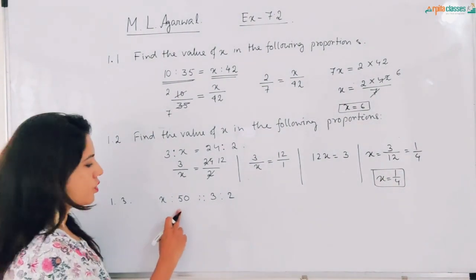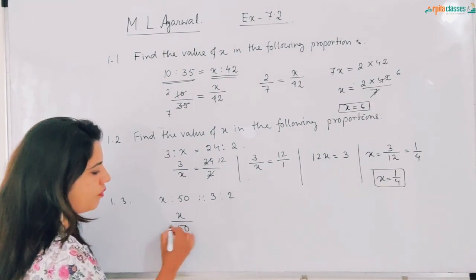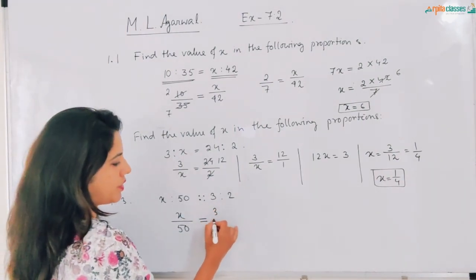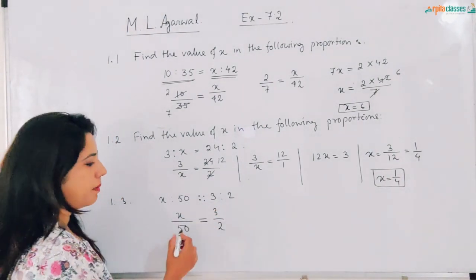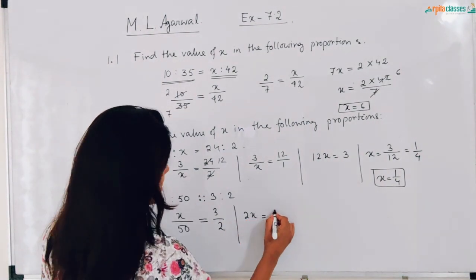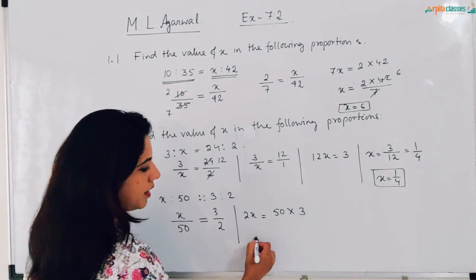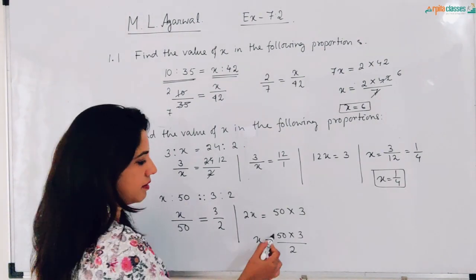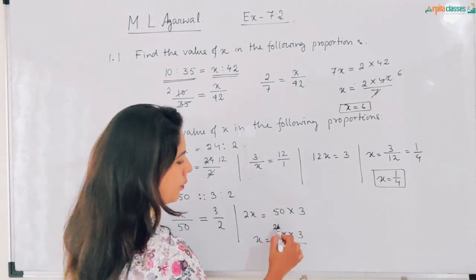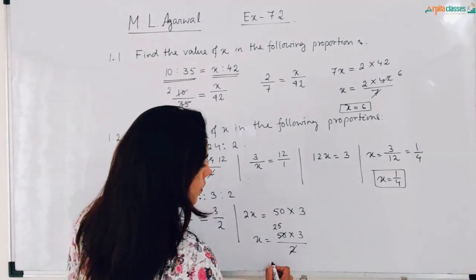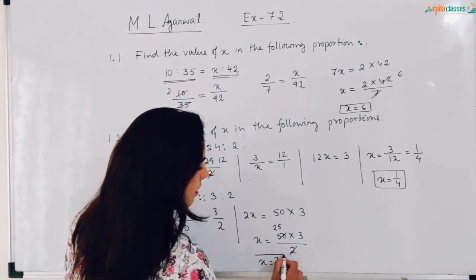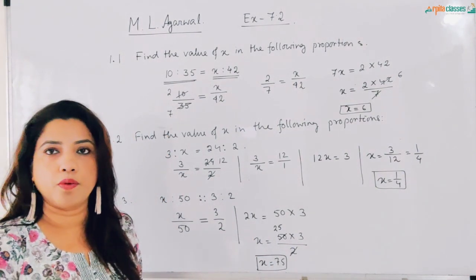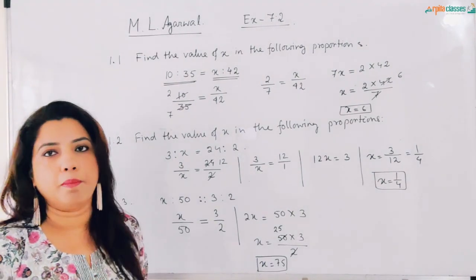Third one is x is to 50, which could be written as x upon 50. We put equal to here, 3 is to 2, that is 3 upon 2. Cross multiply, we get 2x is equal to 50 into 3. Therefore, x is equal to 50 into 3 upon 2. We can cancel it out. 2 ones are 2, 2 25s are 50. So, x is equal to 75. So, these are initial sums, very basic sums. We need to find out the value of x this way. These questions can come for 1.